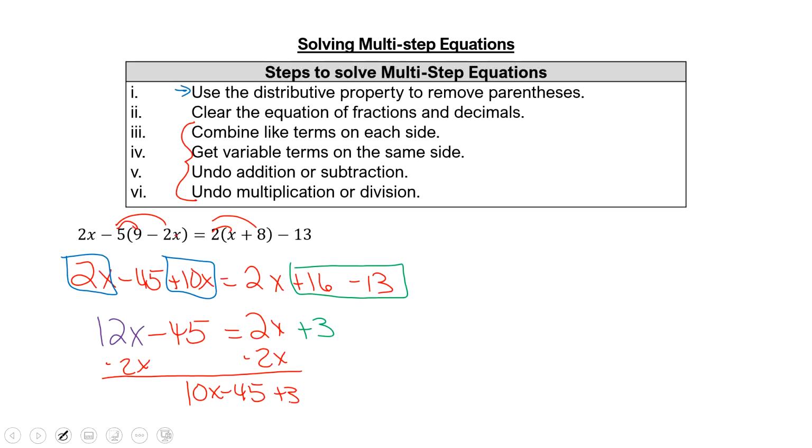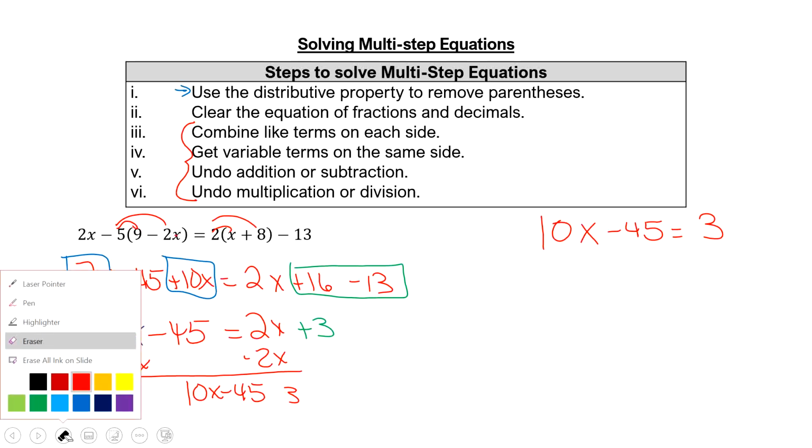So then I'm going to come up here now and rewrite this over here, give me more room. 10x minus 45 equals 3. That's what it's supposed to equal. This should be equals, not plus. Sorry about my mistake down here. Okay.